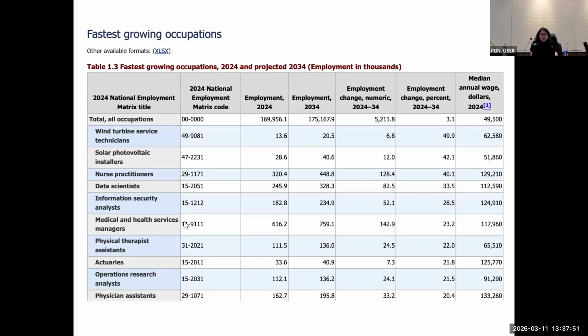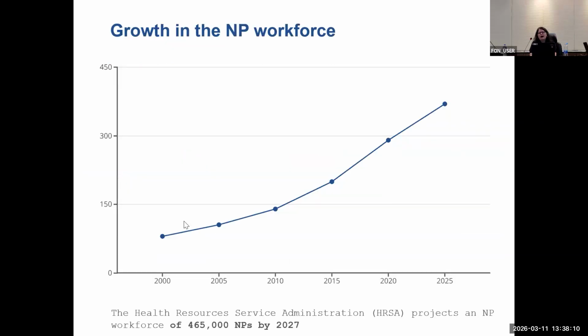In this figure, you can see a number of different types of professions in the country. And you can see that nurse practitioners are among the fastest growing, like number 3, I think, fastest growing profession in the United States. In the next figure, I'm going to show you how fast this workforce is growing. You can see the numbers in 2000 and the numbers in 2025. As you can see how fast NPs are continuing to grow.